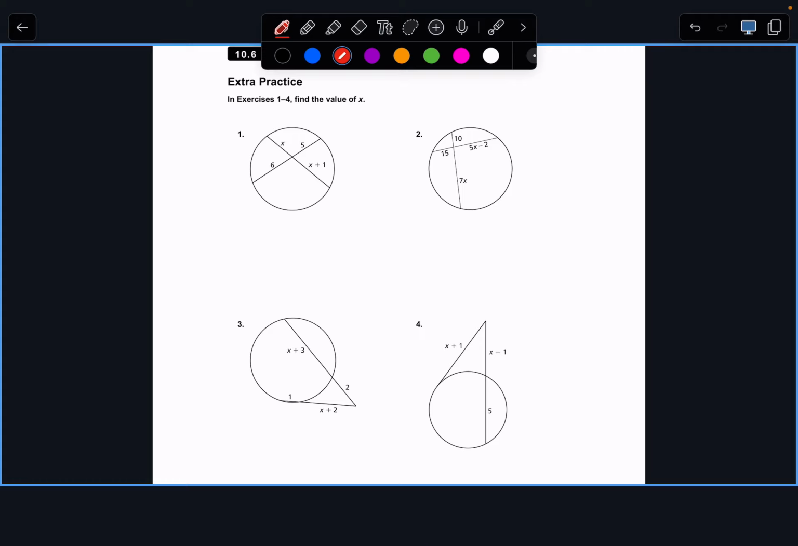What I would like you to do is set up but don't solve 1. Set up but don't solve 4. I'm going to give you 60 seconds and then we're going to talk through the solving. Set up but don't solve 1 and 4.